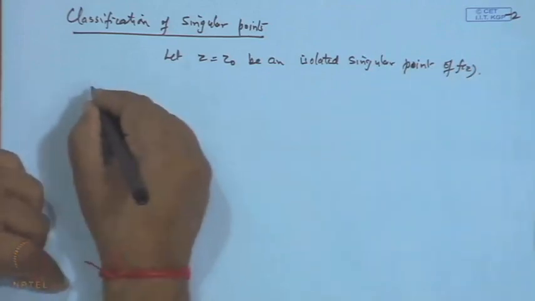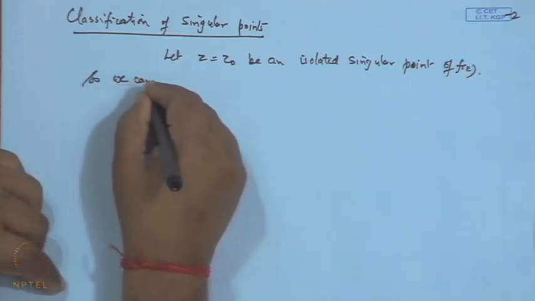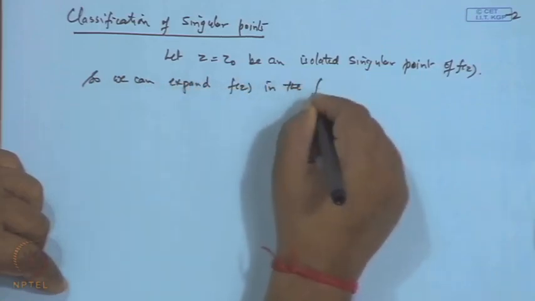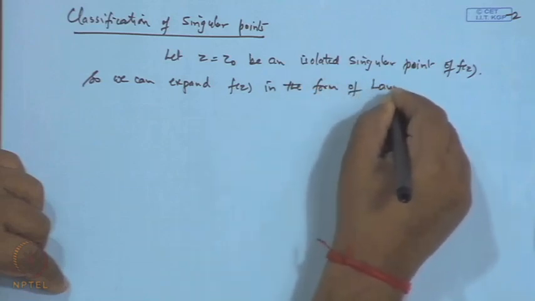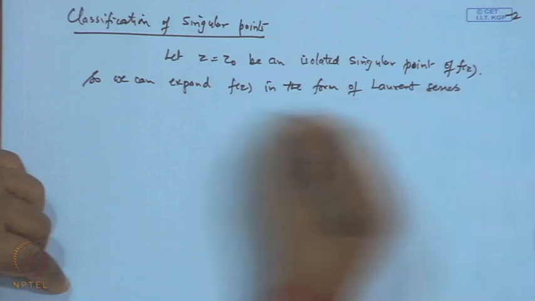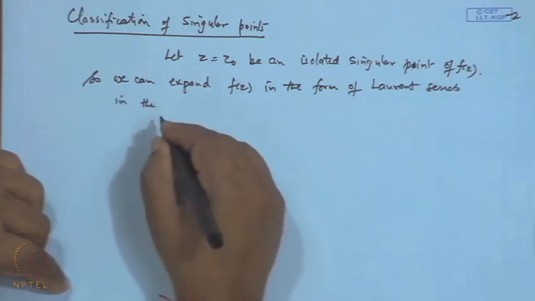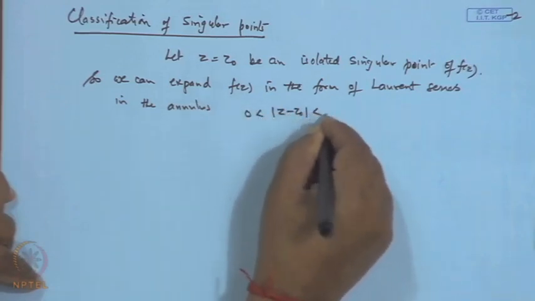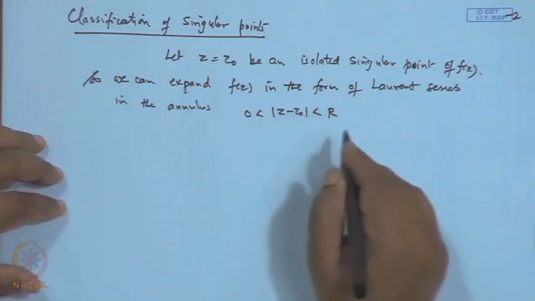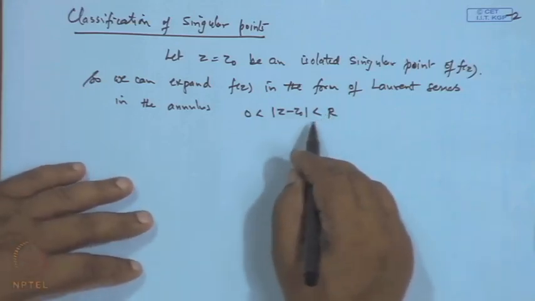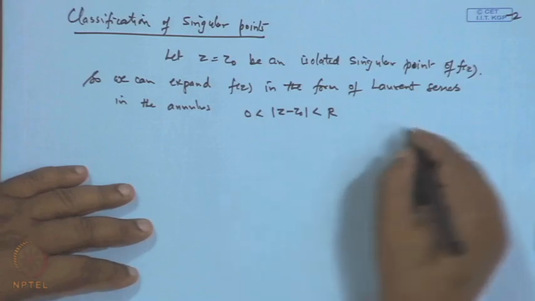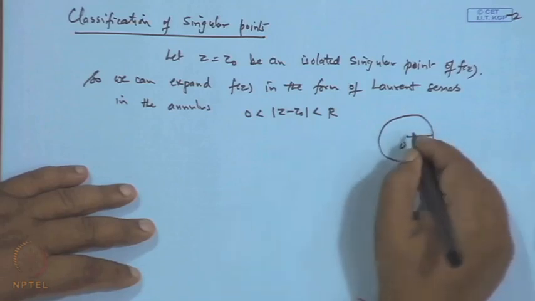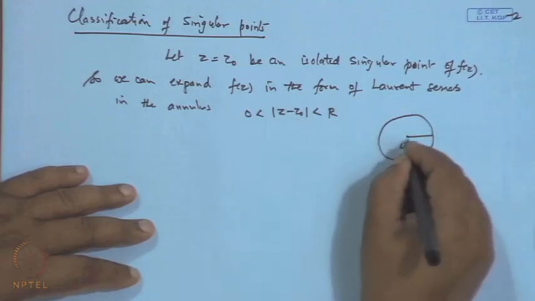So, we can expand this function f(z) in the form of a Laurent series in the neighborhood, in the annulus 0 less than mod z minus z naught less than r, where r is the radius of this annulus, meaning the outer circle, where all the singularities other than this z naught will lie outside it.